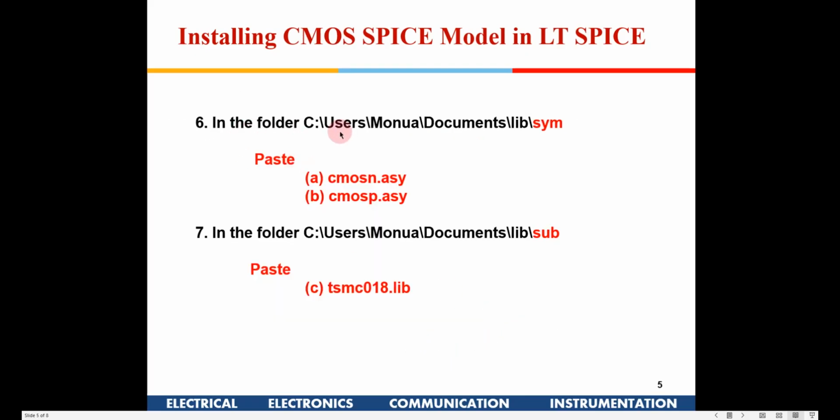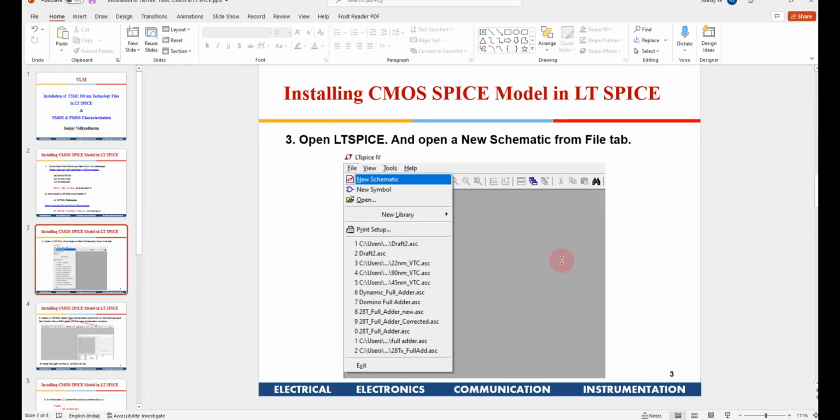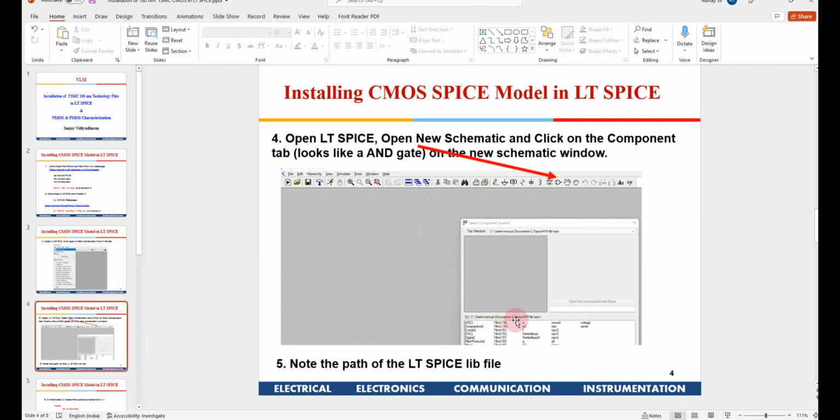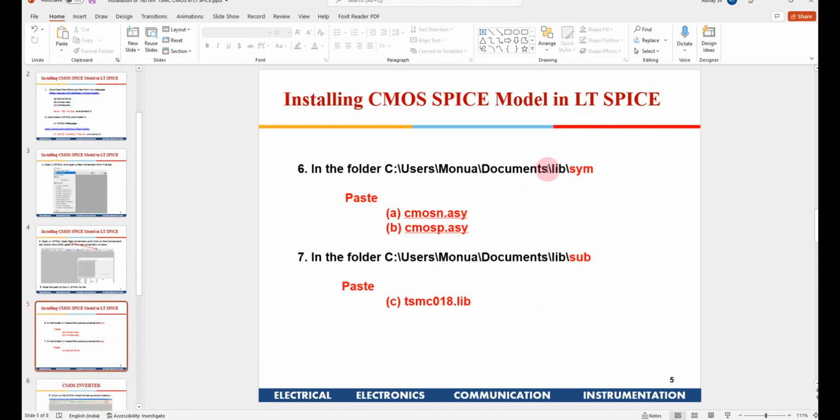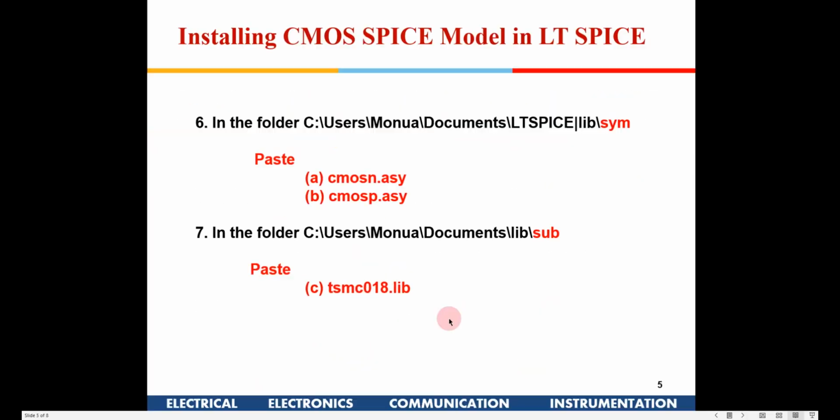Okay, so for my case it says C, mono, documents, and there is an LT-SPICE folder also here. C, mono, documents, LT-SPICE, and then there is LT-SPICE. That's the path, right? So you need to go to that path, and the last is sim. In the sim folder you will put these two symbols. Whatever we have extracted, you copy that and paste it in this particular folder.